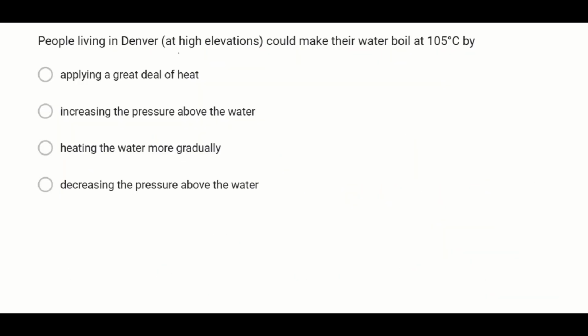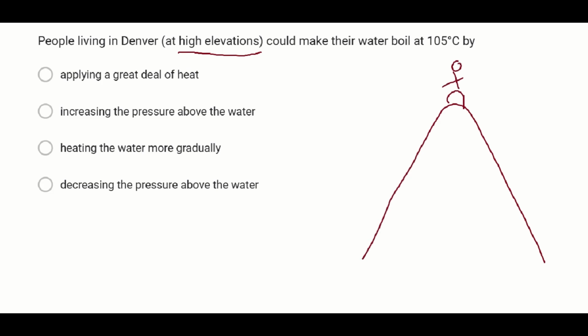People in high elevations, like mountainous regions, live in an environment where there's less air. And if there's less air, the air pressure is going to be less than the standard air pressure at sea level. At sea level, the air pressure, or the atmospheric pressure, is about 1 atmosphere.